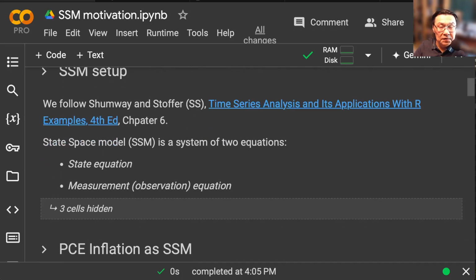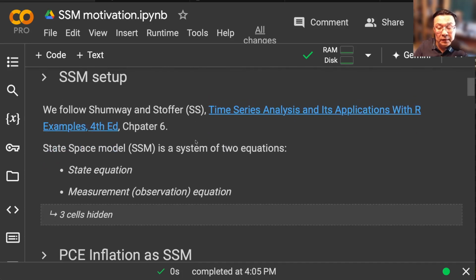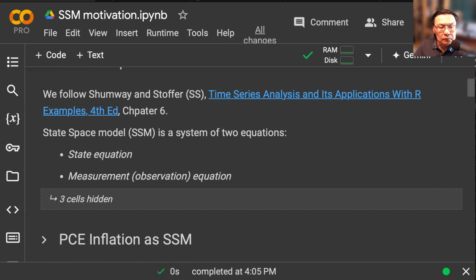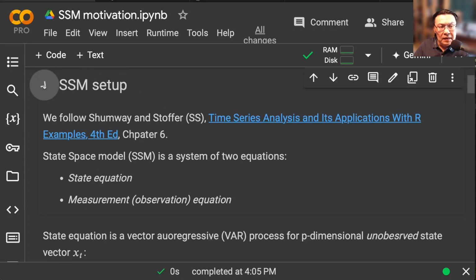So we'll start with the setup of state space modeling, and the setup is actually interesting. It's based on the idea that we're observing some time series which are driven by something which is not observable, by some other hidden state which we cannot observe but we want to know about.